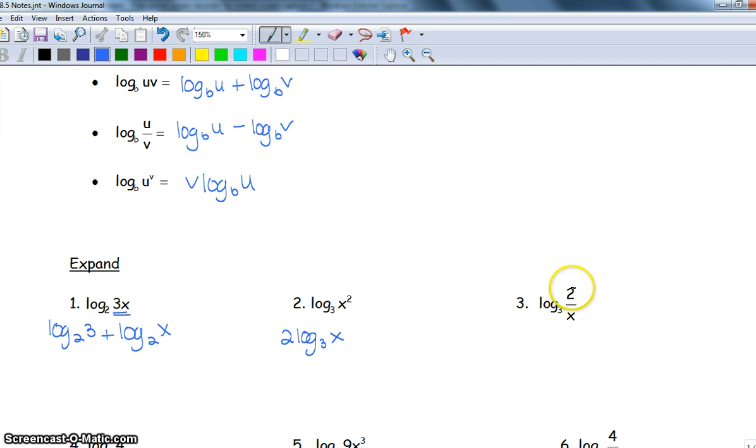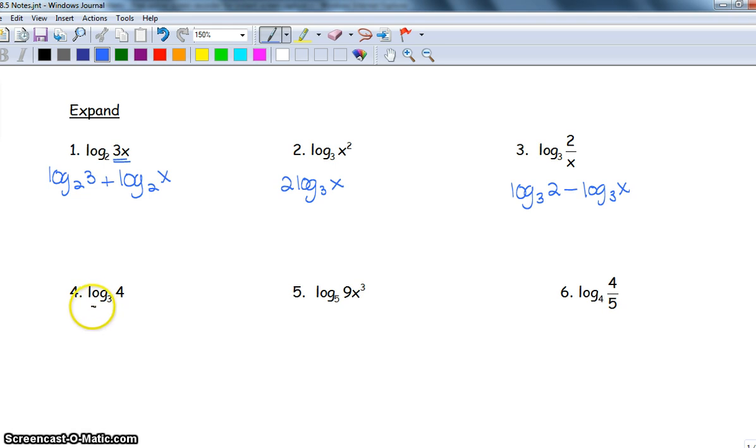Number 3, when I look at my number here, I'm dividing 2 divided by x. So I've got log base 3. When I look at my rules, if I'm dividing, that means I subtract. So I have log base 3 of 2 minus log base 3 of x.